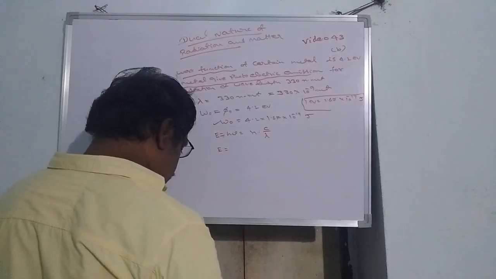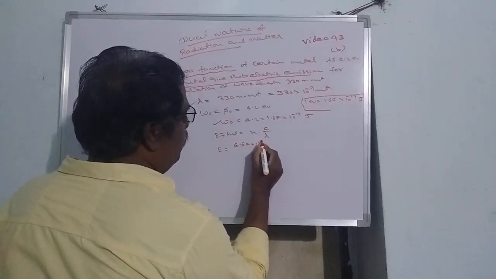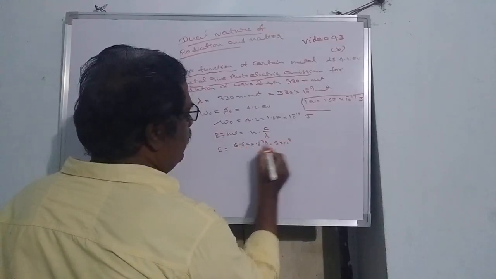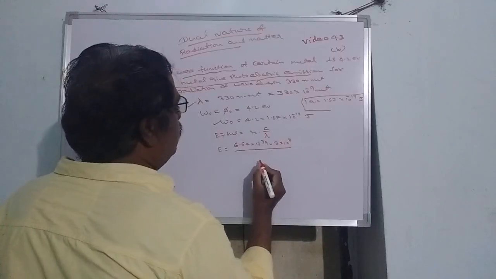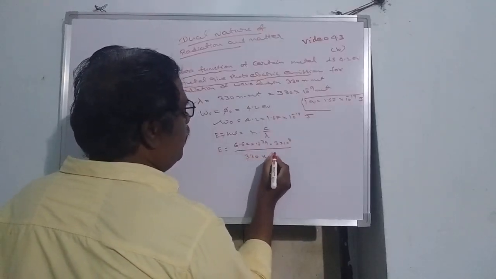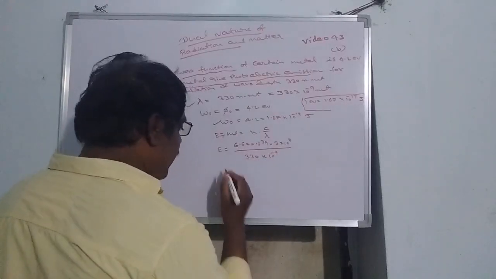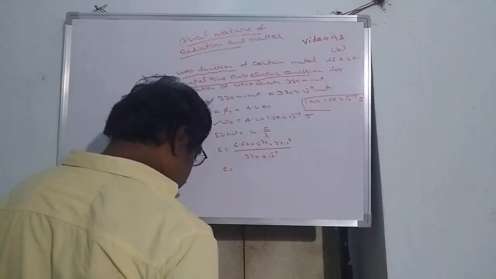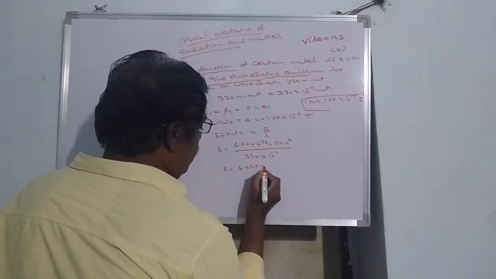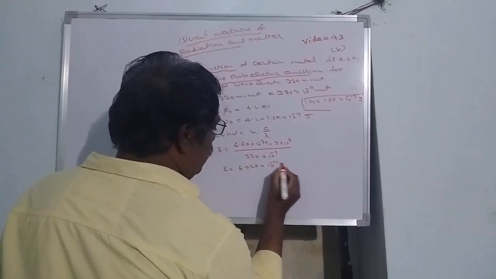E is equal to h value 6.67 into 10 to the power of minus 34, c value 3 into 10 power 8, lambda value. So what is the wavelength here? 330 into 10 power minus 9. So substitute the values. Okay, we get E value will be equal to 6.027 into 10 to the power of minus 19 joules.